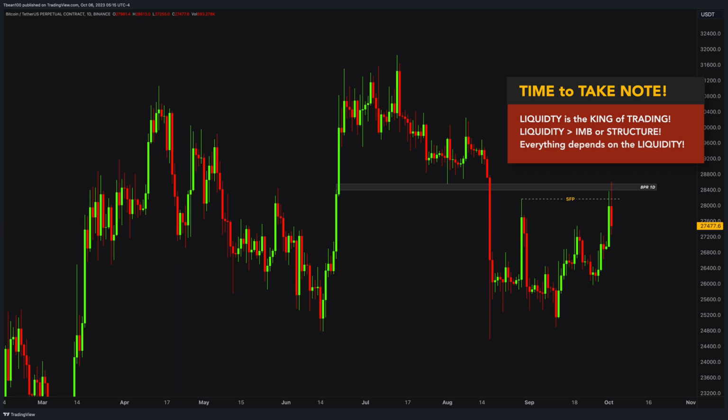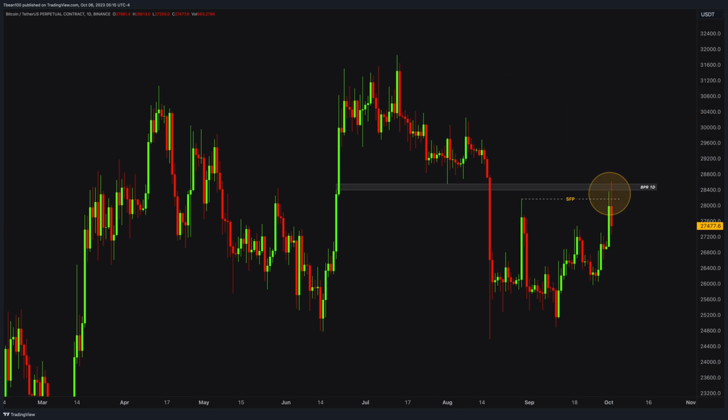Liquidity is the king of trading. Nothing even close to liquidity. All charts are driven by liquidity, not structures. So whenever you look at the charts, you must first look for liquidity, then imbalances, and then structures. Of course, you can combine all three of them if you want.